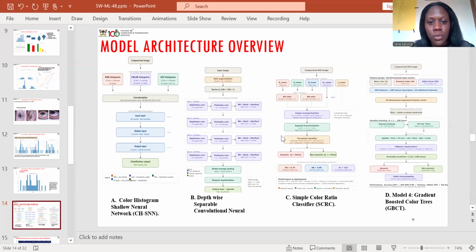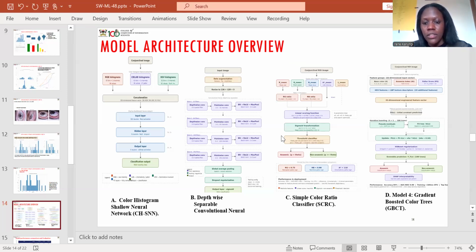And then the second is the depth-wise separable convolutional neural network. Here we input the image, the eye sample, and then the data augmentation, where you rotate, flip, and increase the brightness to increase the number of the data sets. Then after that, you resize into one standard size, and then it is fed into four layers of the depth-wise convolution, then the global average pooling, then the dropout regularization, and then they give us one output to show if the person is anemic or non-anemic.